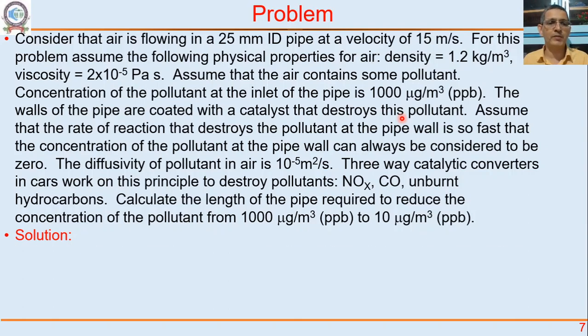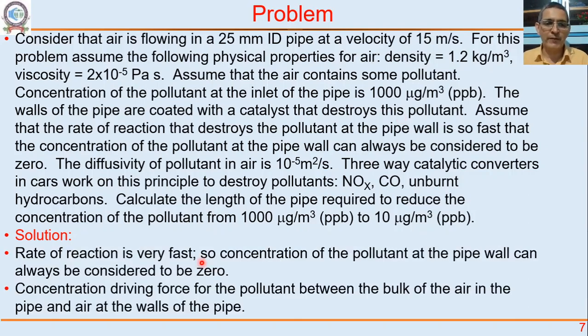Let's go forward. Here's the solution. So rate of reaction is very fast. So concentration of the pollutant at the pipe wall can always be considered to be zero. So if you visualize a pipe, pollutant is going in the pipe, but at the surface of that pipe, concentration of the pollutant is zero. So there is a driving force for that pollutant to go from the bulk of the air to the surface of that pipe. That's where concentration is zero. That's where mass transfer is occurring.